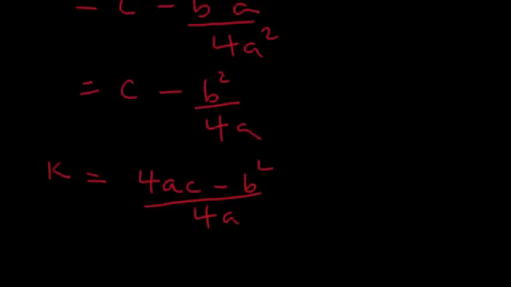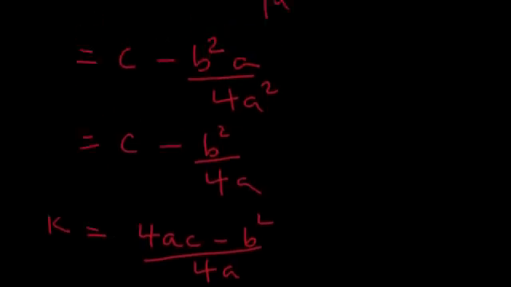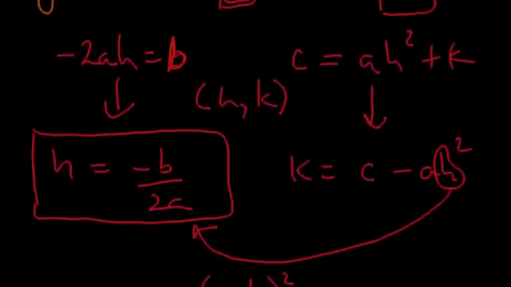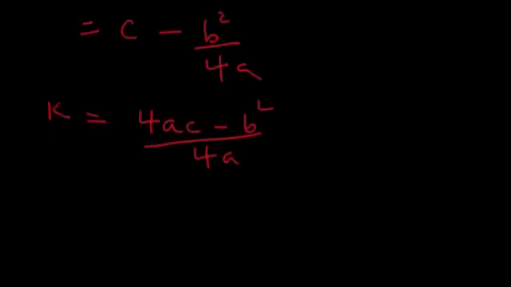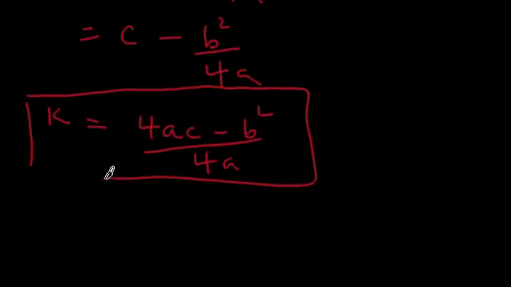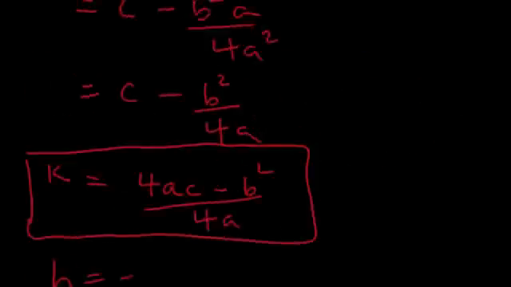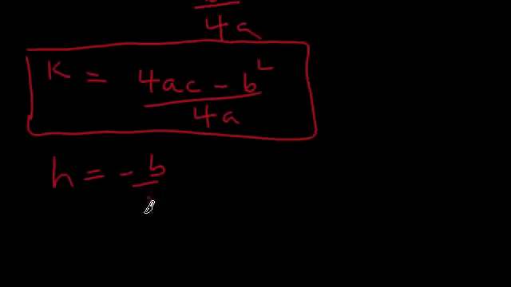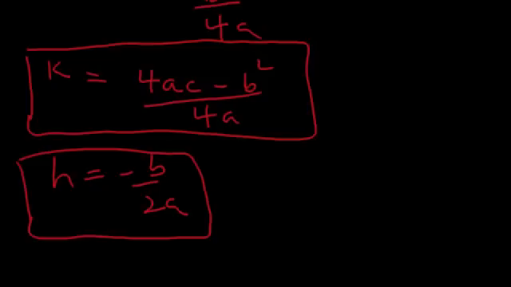So there we have it. We've gotten our formula for h, which is negative b over 2a, and our formula for k, which is 4ac minus b squared over 4a. And in our next tutorial, we will find the vertex of our parabola by using these two formulas. And hopefully that'll make it a little more clear on how we go about doing that.